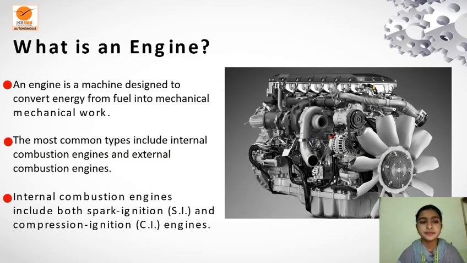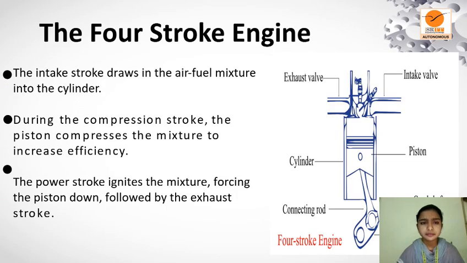What is an engine? An engine is a machine designed to convert fuel energy into mechanical work. The common types include internal combustion engines and external combustion engines. Internal combustion engines include both spark ignition (SI) and compression ignition (CI) engines. The four-stroke engine includes intake, compression, power, and exhaust.